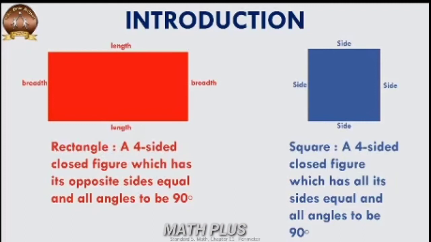In a rectangle, the opposite sides are equal. One is known as the length, and opposite to it we have another length. The other side, the shorter side, is known as the breadth, opposite to which is again the breadth. In the square, all the four sides are equal.